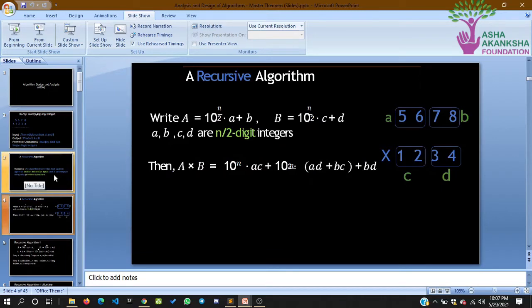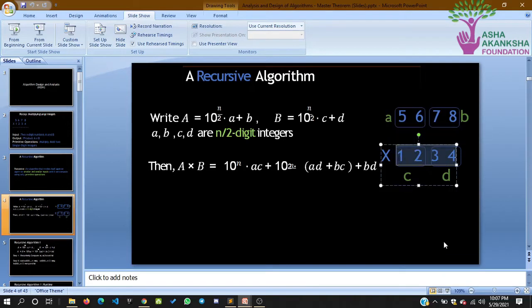So what will you do? We have taken two n digit numbers, both of them are n digit numbers. We will divide these n digit numbers into n by 2 parts. Suppose that this entire number is capital A. Both of the inputs are capital A and capital B. Suppose this input is capital A and this input is capital B.